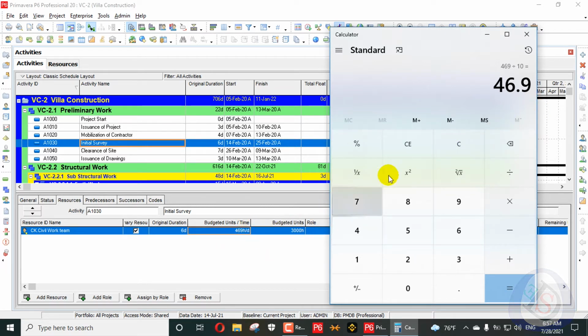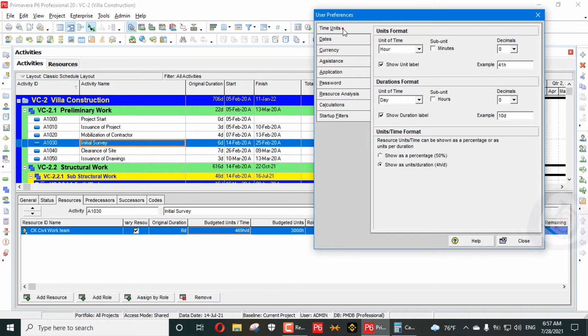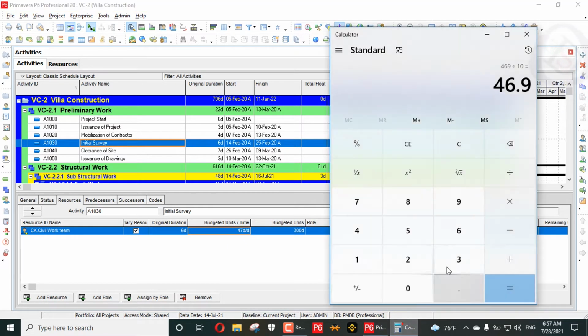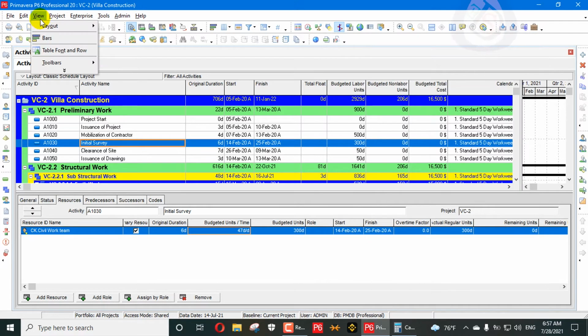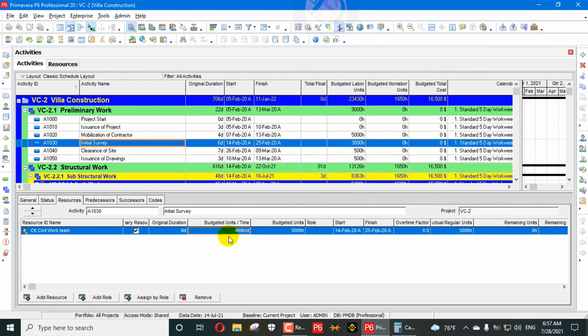So in a day, you can also go to the user preferences. If you close this one, you can see 47 people per day required to do that job. So if we go here to Edit, User Preferences, we change it back to its original. It will be helpful for us.